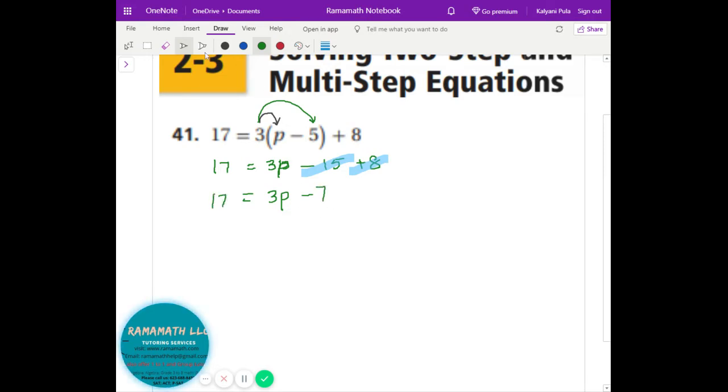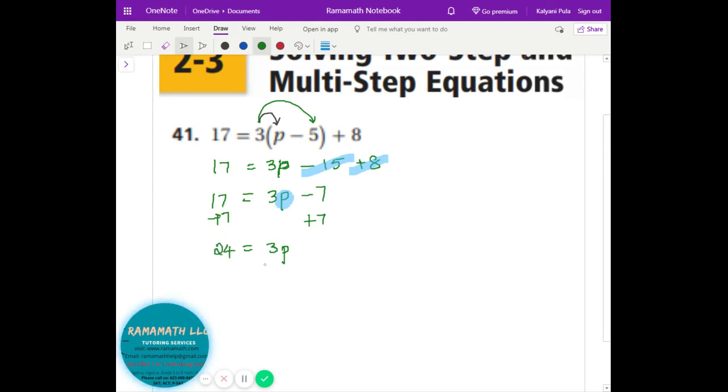But again, now we're solving for the letter, which is the p right here. I want to keep that, and then everything else has to go. So now it's minus 7 right here. So what's the opposite of minus 7? Positive 7. You add the 7 on both sides. Okay, cross this out. So you get 3p equals 24.